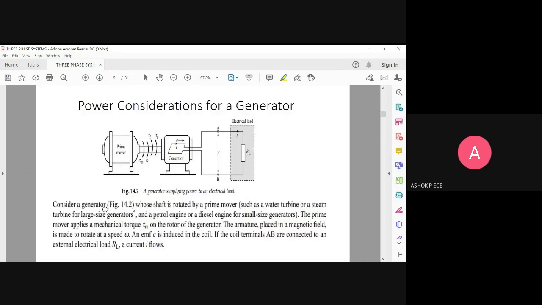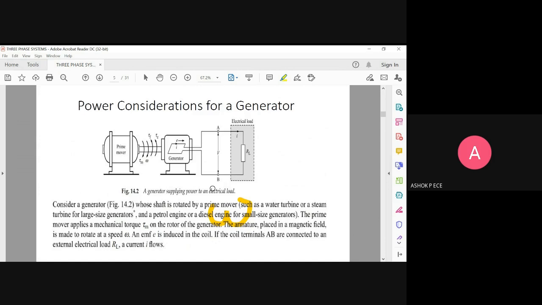Now we are going to see all the considerations for a generator. For a generator, you have to rotate it to generate the electrical voltage for running the load. For rotating, we attach a device called a prime mover. This prime mover takes the job of rotating the shaft of the generator uniformly at a speed omega.